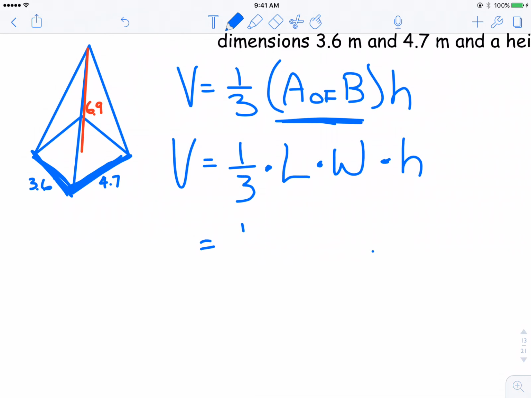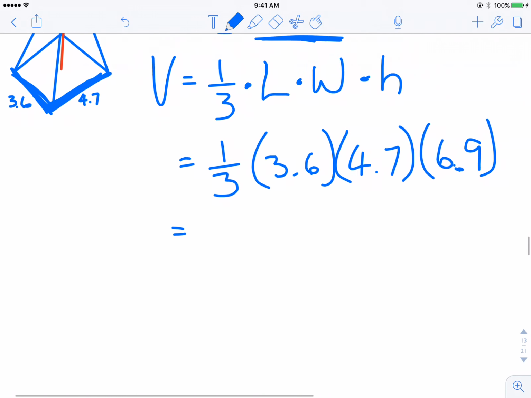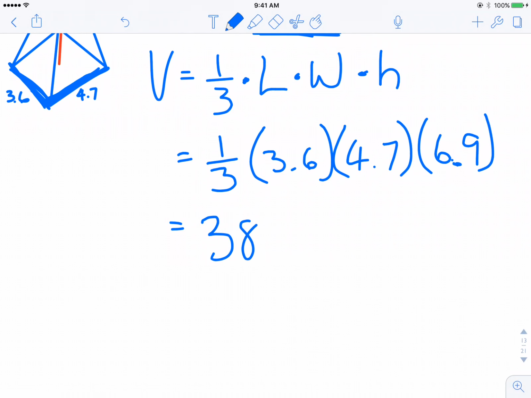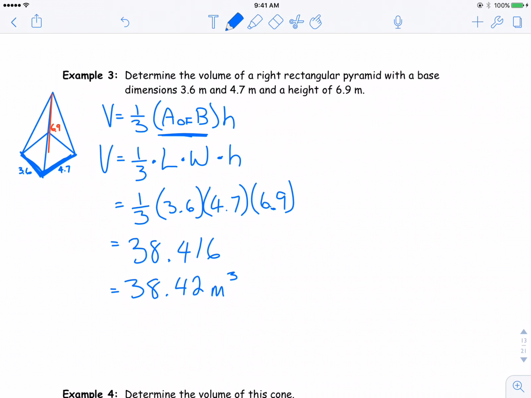Substitute in all my values. 1/3, 3.6, 4.7, 6.9. Punch that into my handy dandy calculator. 238.416. Round to 2 decimal places, not 2, 38.42. My units were meters. This is volume, so it's cubed. Nice quick one.